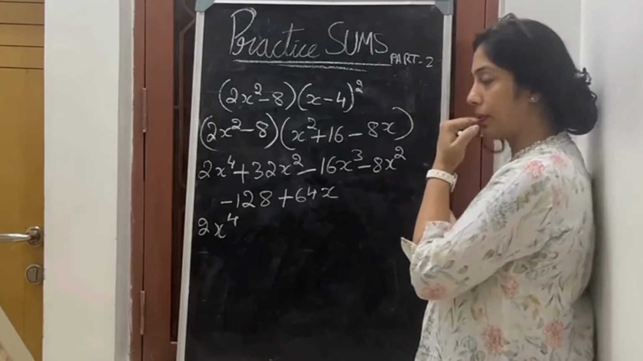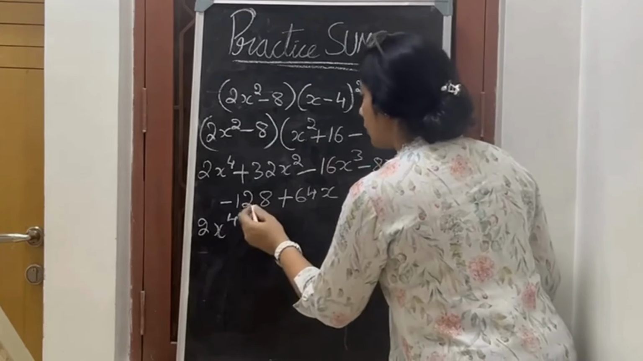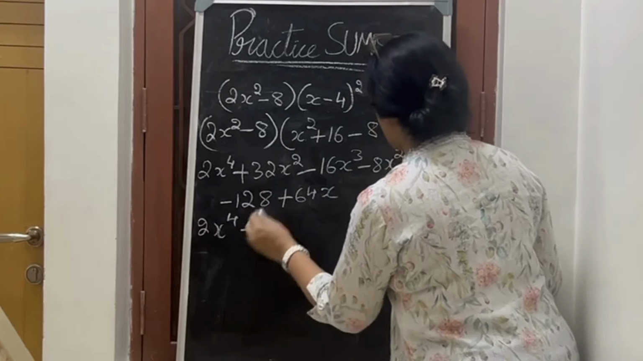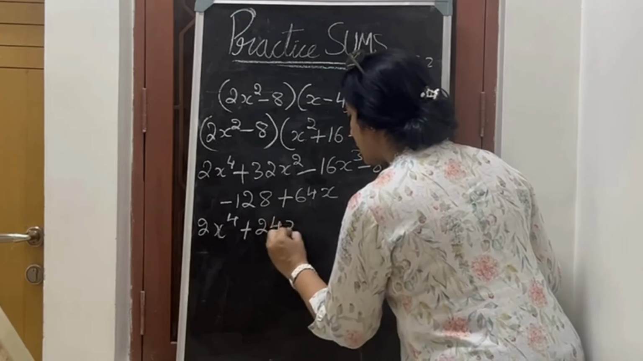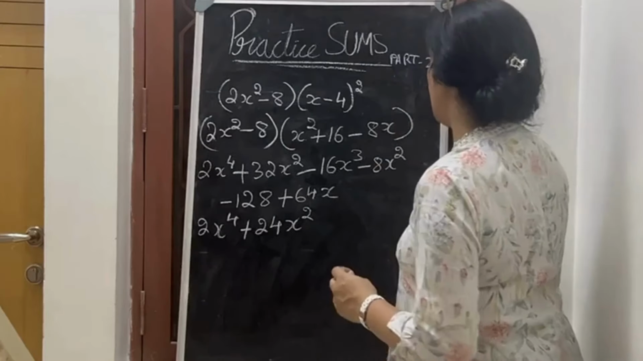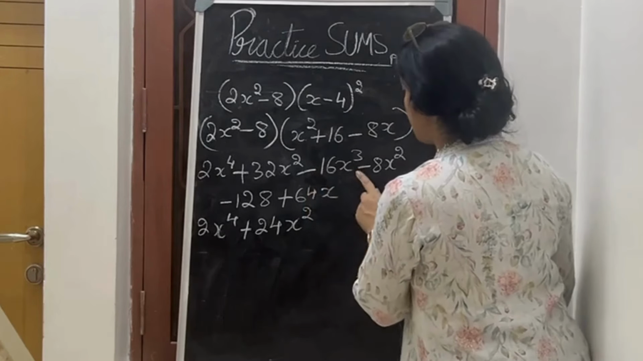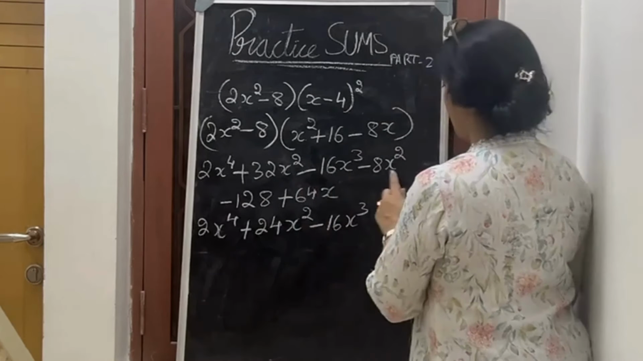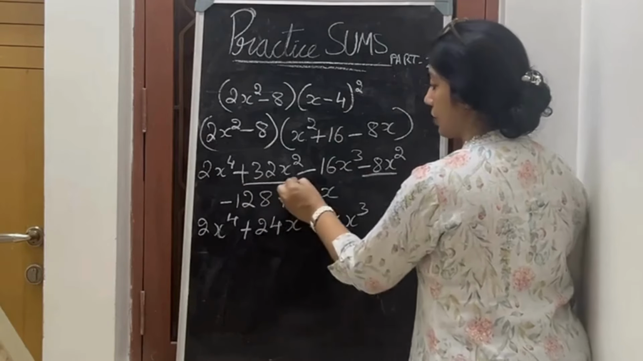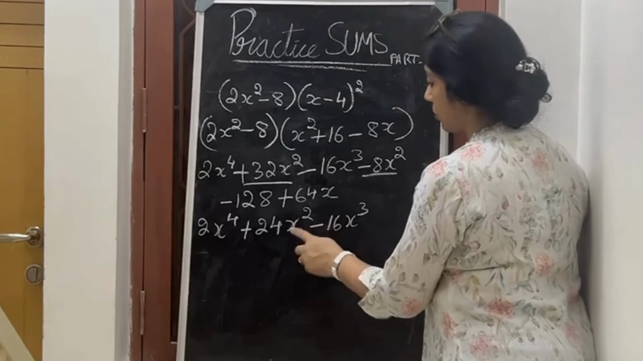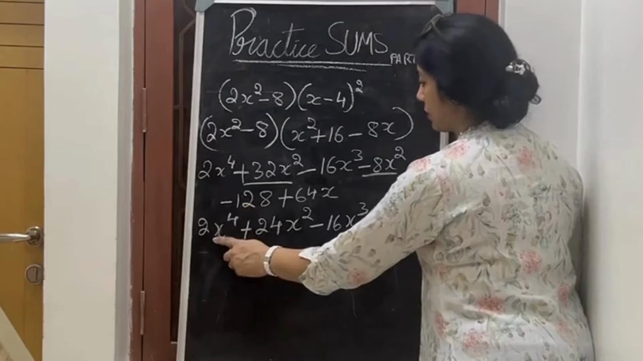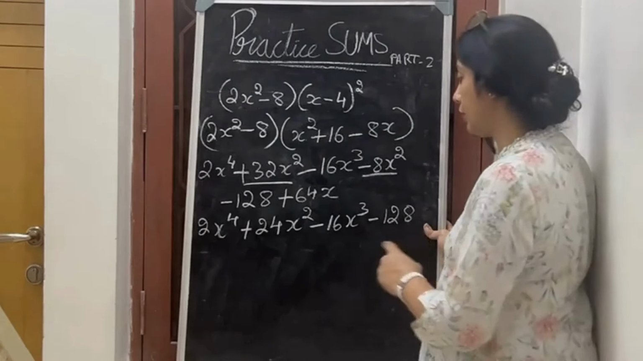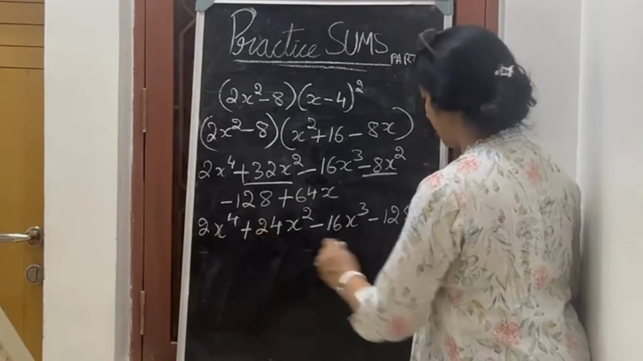So what will it be? 4 8s are 32, 3 8s are 24. So it will be plus 24x square. Okay. Then minus 16x cube, written as it is, minus 16x cube. Then this, I have solved this with this one, so I will not take this again. This I did not solve, I have taken it here. x4 I have taken as it is. Minus 128 I will be taking as it is because I don't need to subtract or add anything to it. Then comes plus 64x. Again I am taking it as it is.